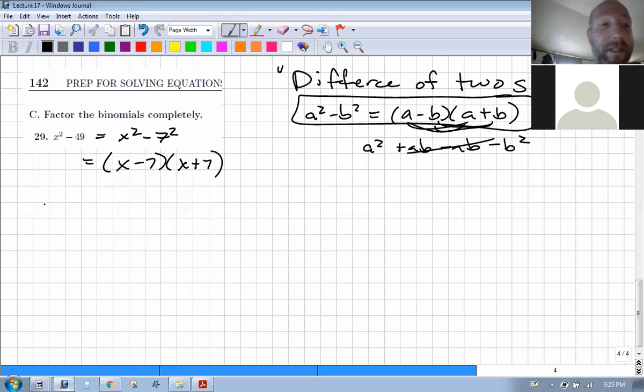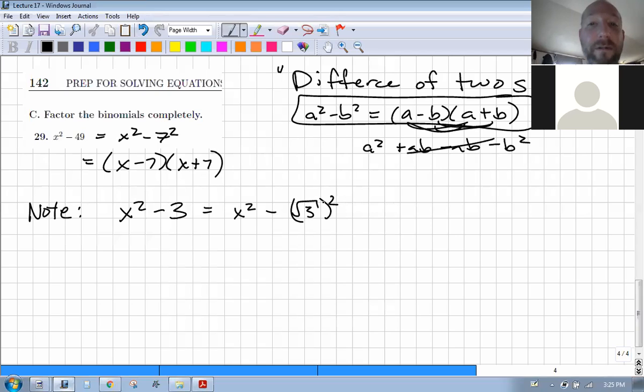But let me show you another example. What if I had x squared minus 3, and I want to factor that? Well, 49 is 7 squared. Well, guess what? 3 is the square root of 3 squared. It doesn't have to be a perfect square. You can have any number there. You can rewrite any number as the square root of itself squared. So this would be x minus root 3 times an x plus root 3.